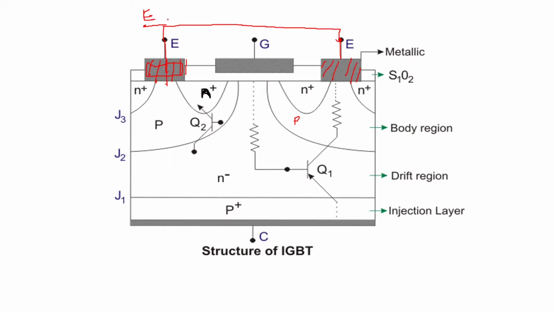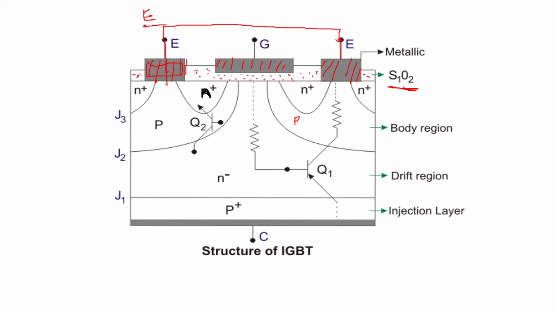Here, this emitter is directly connected with a metal to the semiconductor. So that is what we can see about the emitter. If you see the gate, this is the gate metal. Now, on this gate metal you have silicon dioxide, SiO2. So this is your insulator.